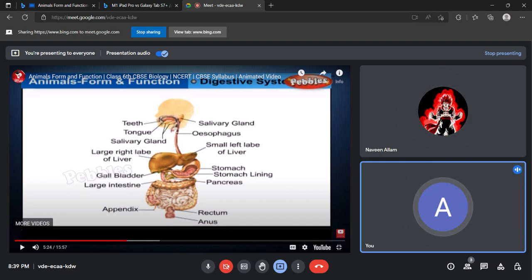Now, after the mouth, where will the food go? It will go to this tube-like structure, the esophagus or the food pipe. From the food pipe it will go to the stomach. Yes or no? It will go to the stomach, and in the stomach, what will happen? The rest of the carbohydrate that has to be digested will be digested there. Then the food will go into the small intestine.